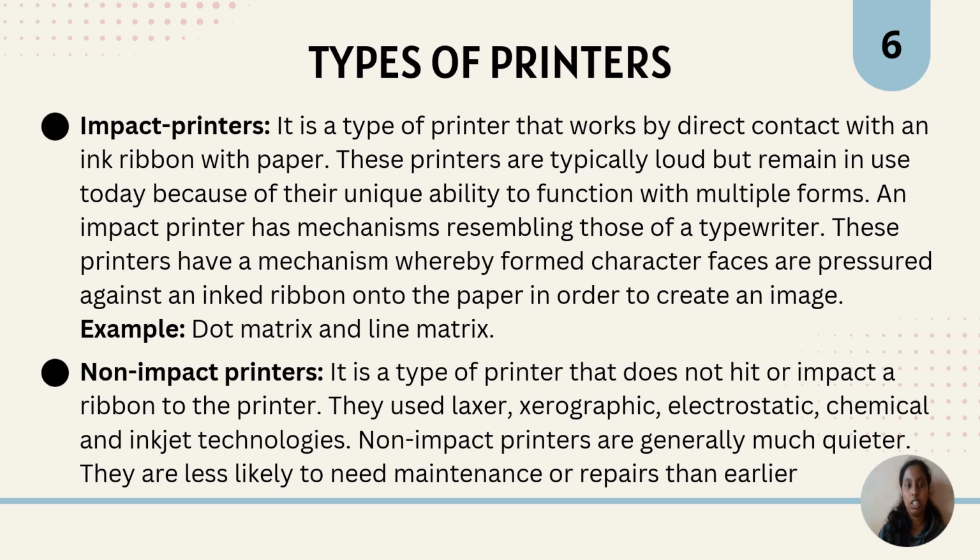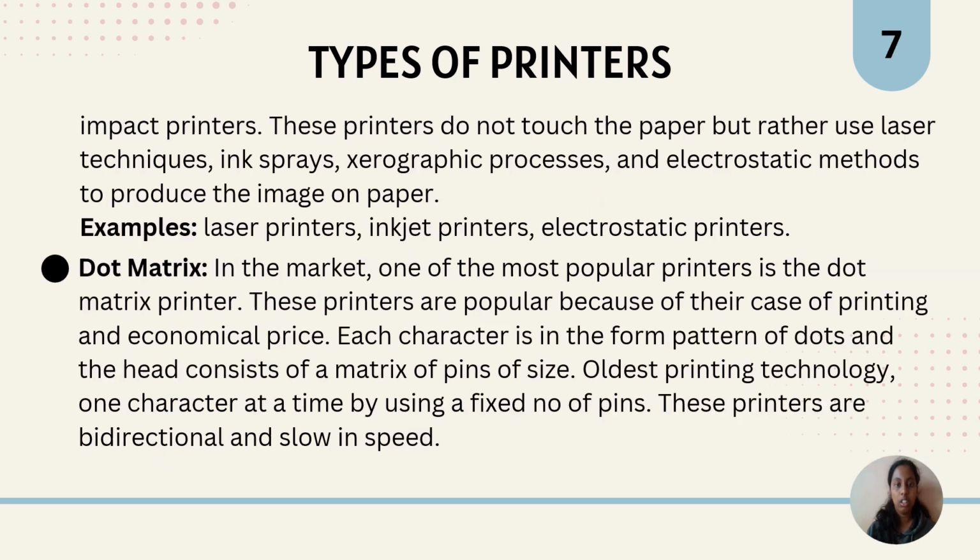Non-impact printers. It is a type of printer that does not hit or impact a ribbon onto the paper. They use laser, xerographic, electrostatic, chemical, and inkjet technologies. Non-impact printers are generally much quieter. They are less likely to need maintenance or repairs than earlier impact printers. These printers do not touch the paper but rather use laser techniques, ink sprays, xerographic process, and electrostatic methods to produce the image on the paper. Examples: laser printers, inkjet printers, electrostatic printers.